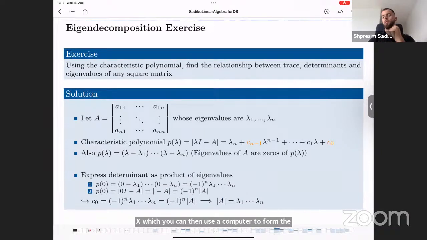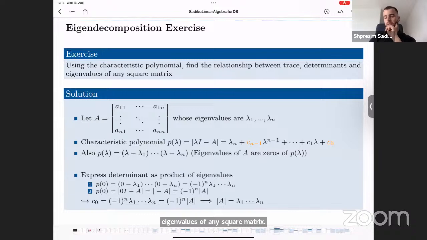All right, so then we have another exercise using the characteristic polynomial. The characteristic polynomial was the one that resulted from taking the determinant of the matrix minus lambda times the identity matrix. So using this characteristic polynomial, we want to find the relationship between trace, determinants, and eigenvalues of any square matrix.